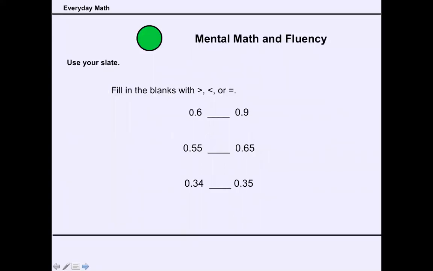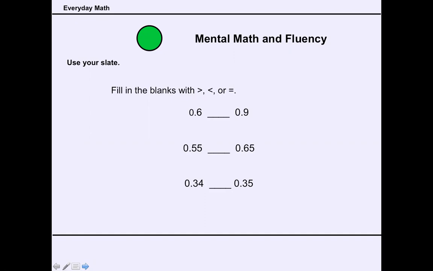The first thing we want to complete is our mental math. I know that many of you have your slates in school still, so for mental math today, you can use a piece of paper and a pencil. For these equations, you're going to be filling in the blanks with greater than, less than, or equal to. Remember that you don't need to write down the whole equation. For these problems, you can just write the symbol down. Remember, mental math is supposed to be quick in your head, so let's get started.